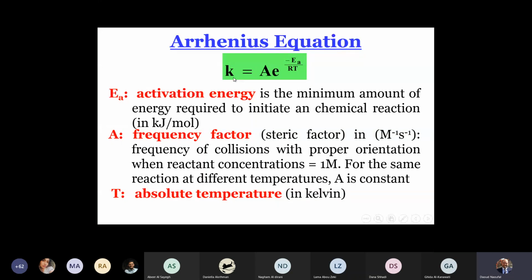So according to the Arrhenius equation, the rate constant of the reaction depends on the activation energy of the reaction, which is constant, which is given, and depends on the steric factor or the frequency factor of the reaction, which is given, is constant. So k is only temperature dependent for a certain reaction. And R is the ideal gas constant, equal to 8.314 joule mole^-1 Kelvin^-1.